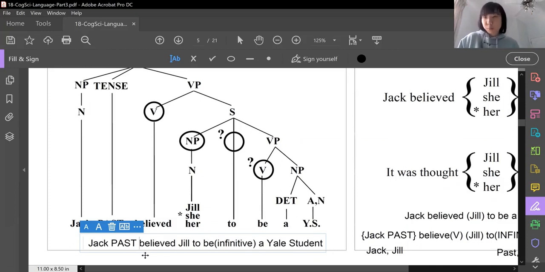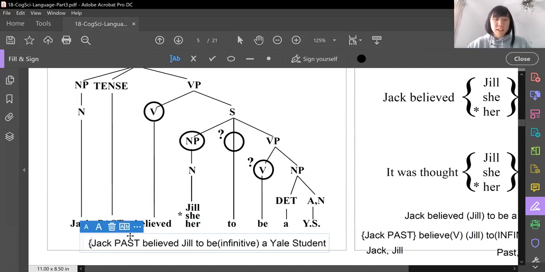So now let's break this down a little bit further and start grouping. All of our case assignees are Jack, Jill, a Yale student, just like before. And all of our case assigners are past, be, believed. Sorry for jumping around. Verbs and tenses can assign case, right? Anyway, so let's group. First things first, I just see Jack and past.